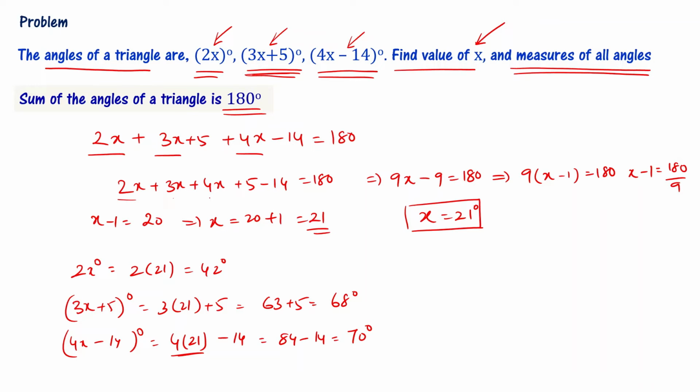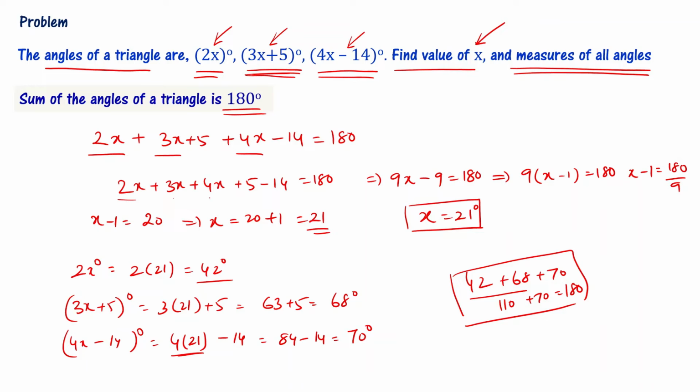Now you see 42 plus 68 plus 70, let's verify whether it comes to 180. 42 plus 68 is going to be 50 plus 60, this is 110, and 110 plus 70 is 180. That means the problem we solved has come out correctly. You verify this way. x equals 21 degrees and one of the angles is 42 degrees, another angle is 68 degrees and the third angle is 70 degrees. Got it?